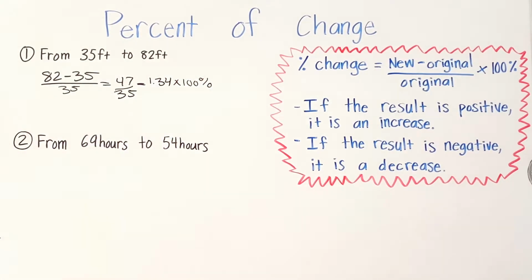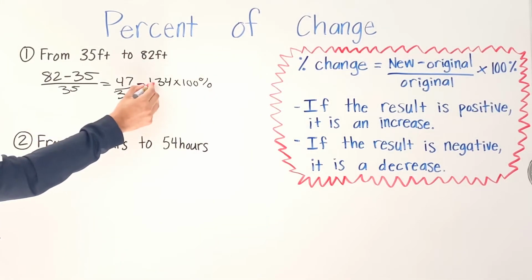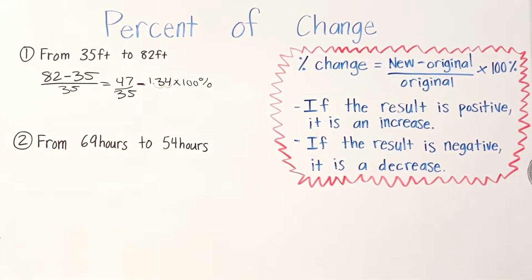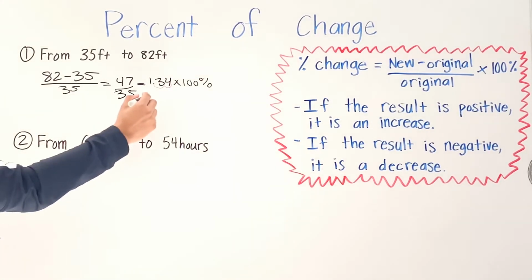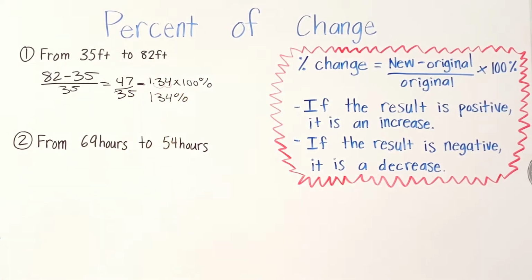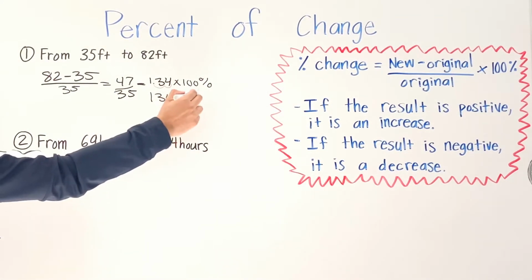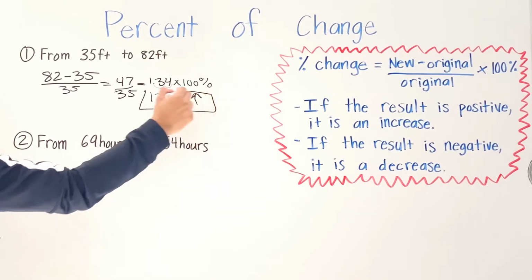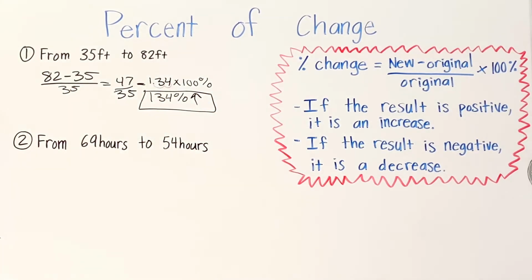Once you multiply that by 100%, just move the decimal point 1, 2. So now you have an increase, since it's positive, an increase of 134%. And since it's positive, once again, it is going to be an increase. It's going up. So your answer will be 134%.